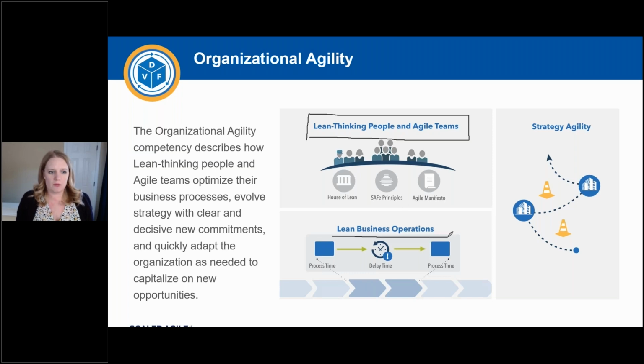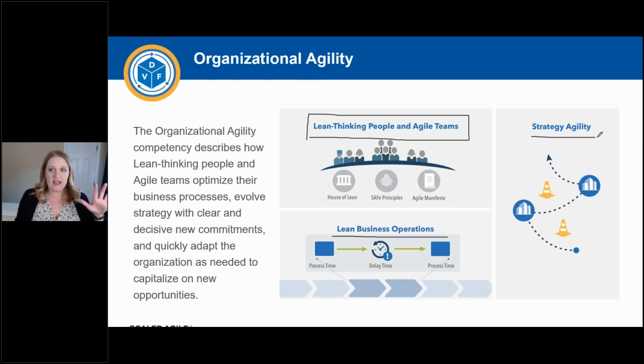Lean business operations. Lean business operations is applying the concepts of lean, which is all about eliminating waste so that we can continually improve our business processes. We can improve our products and services. We can reduce delays, increase our time to market. And strategy agility. This is the ability for us to quickly adapt our strategy to change.